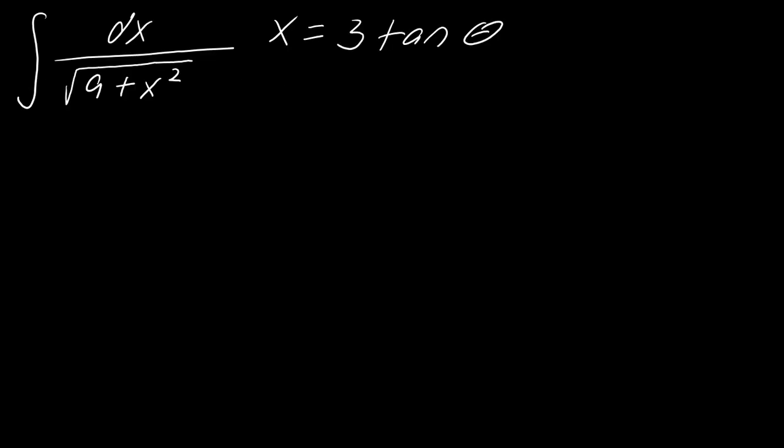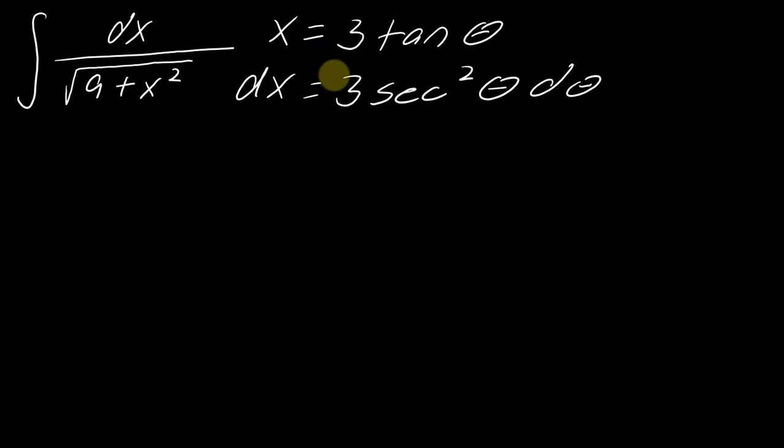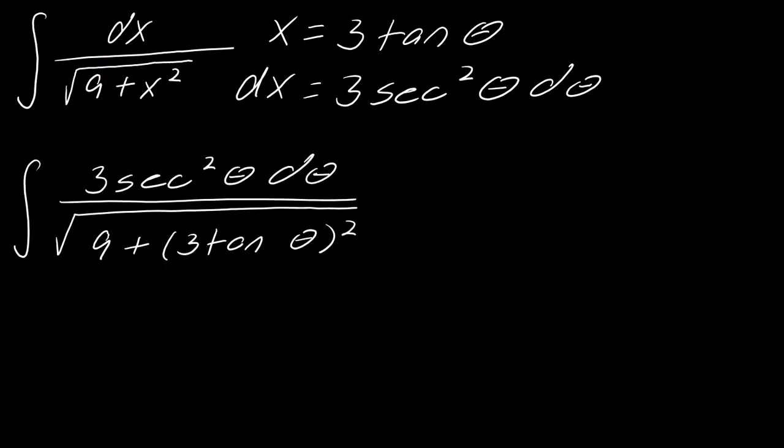Now, as far as what do you do with the rest of this? The rest of this just flows like normal substitution for a while. I need to, of course, find my dx, so I need to differentiate. So my dx will be 3 secant squared theta d theta. And then I'm going to substitute all of these back into the original integral. So I get 3 secant squared theta d theta, right? So that dx now becomes all of this.